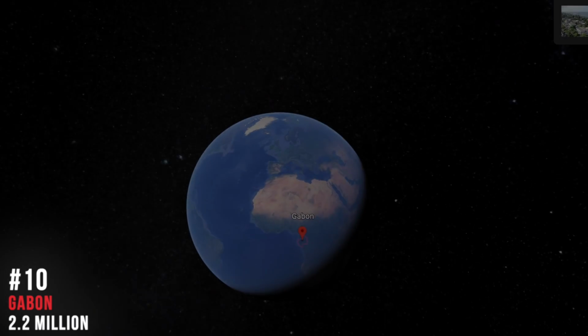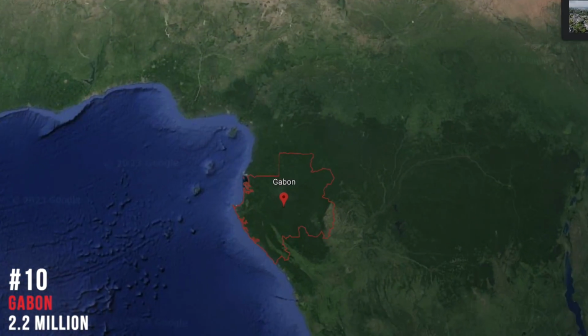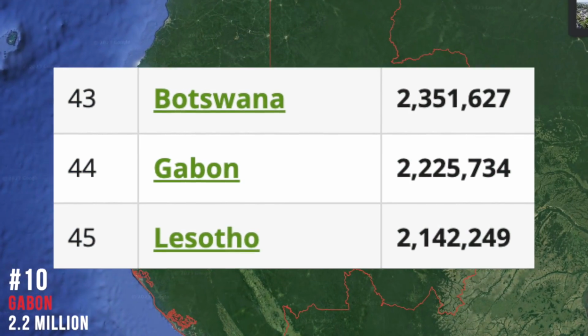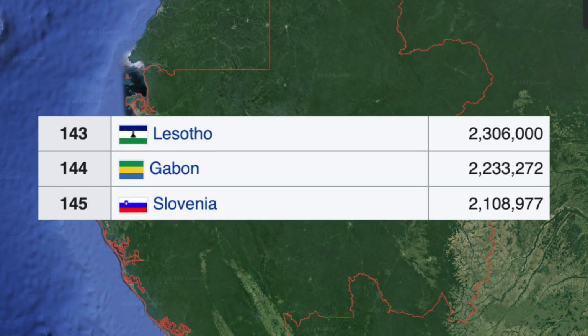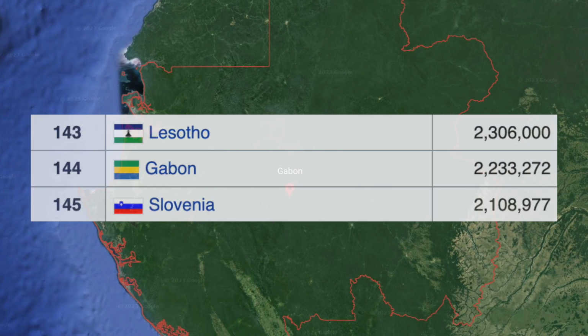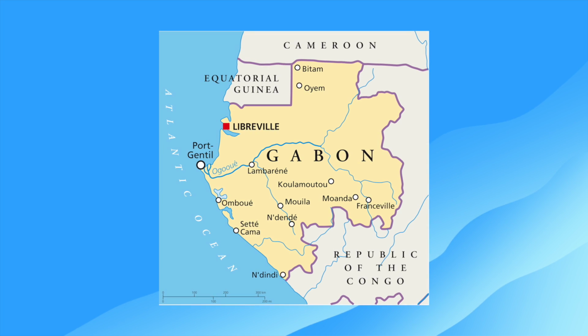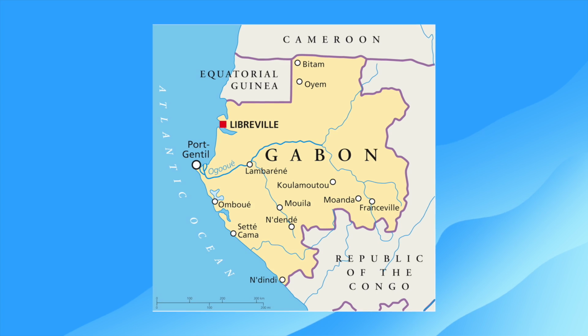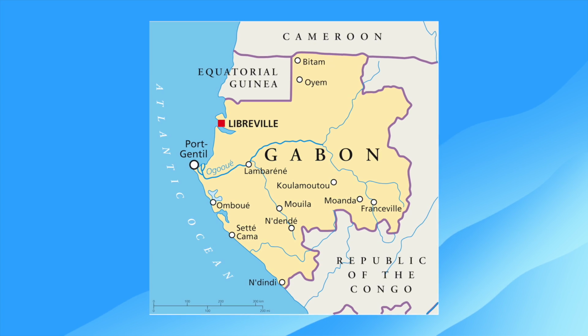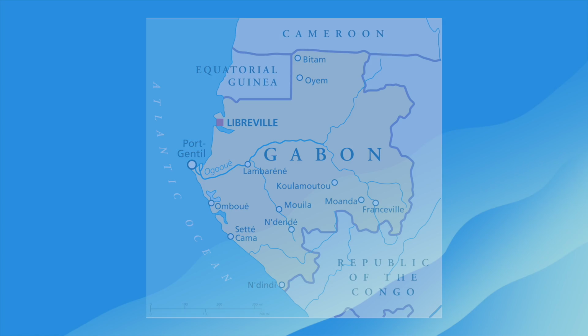Number 10. Gabon, 2.2 million. Gabon is the 44th most populated country in Africa and the 144th most populated in the world. Located in northwest Africa, Gabon is a rather small and unknown country. The equator runs pretty much exactly through its capital, Libreville.